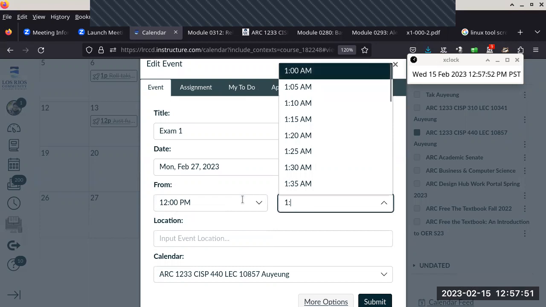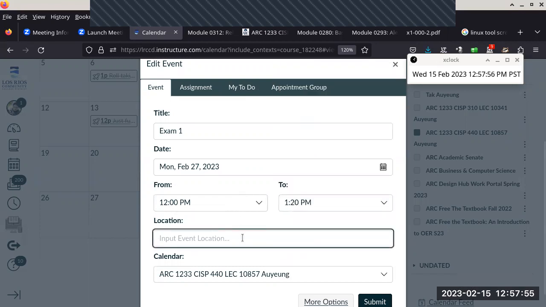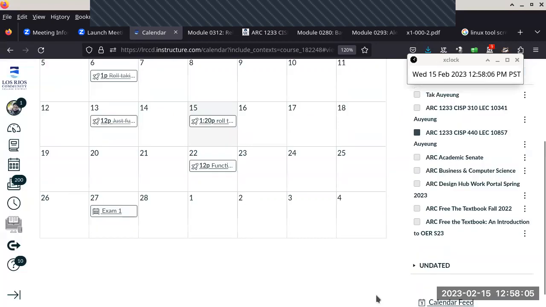So this is 1:20 p.m. And Canvas does not like 24-hour format. I cannot use the 1300 hours. Don't know why. Go, and then we submit. There we go. Okay, so this is important.